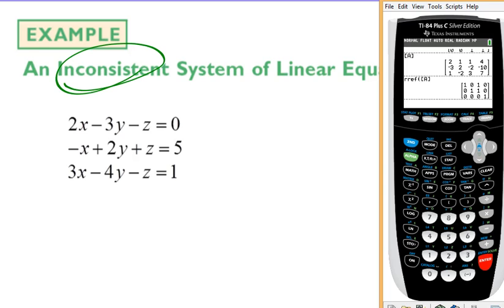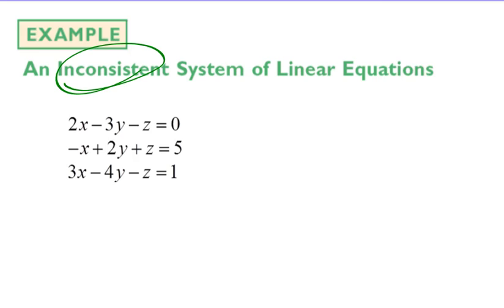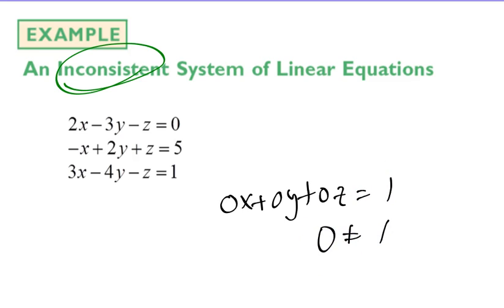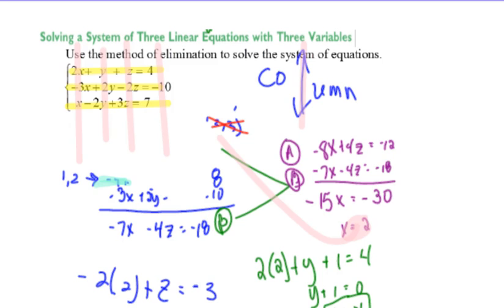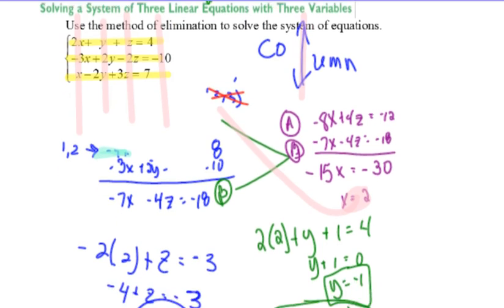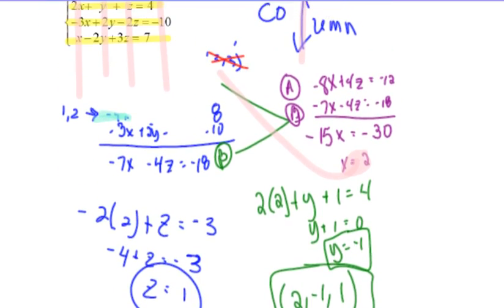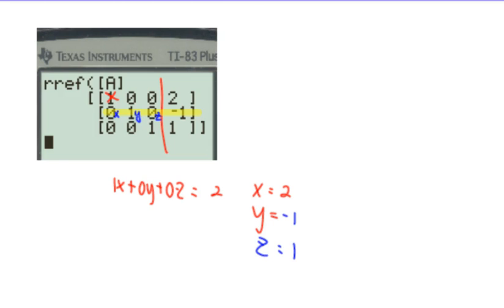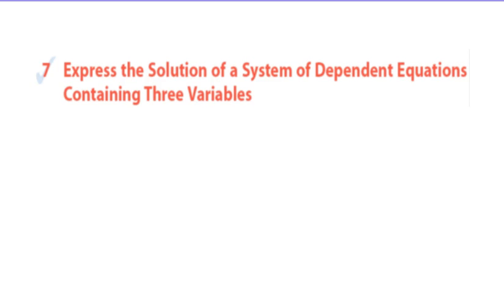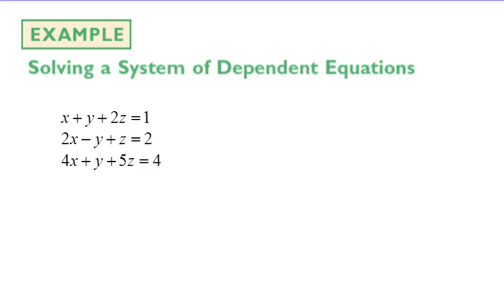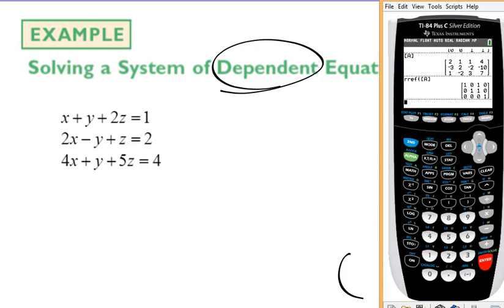All right, the bottom row says 0, 0, 0 equals 1, and that means it's no solution. 0x plus 0y plus 0z cannot equal 1 because 0 never equals 1. It's a false statement, so there's no solution. You could have gotten that as well by, and then for the dependent, we need to write this in terms of, usually we let z be the parameter.